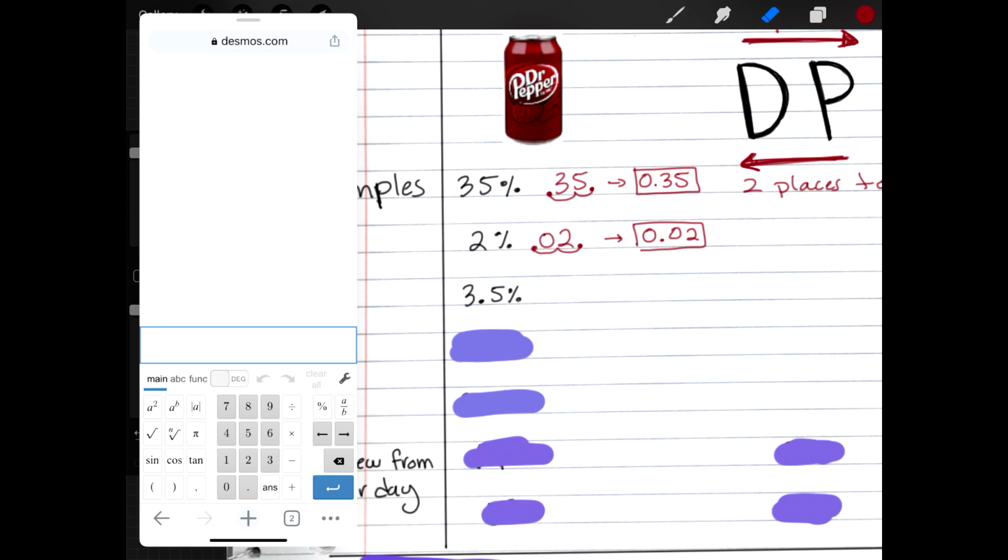Next one, let's do 3.5%. So let's say we have 3.5. Our decimal is here, and from this spot, I'm going to go 2 places to the left because I'm going from percent to decimal. So I'm going to go 1, 2, put my 0 there as a placeholder, and then that's where my new decimal will be. My decimal for 3.5% is 0.035.